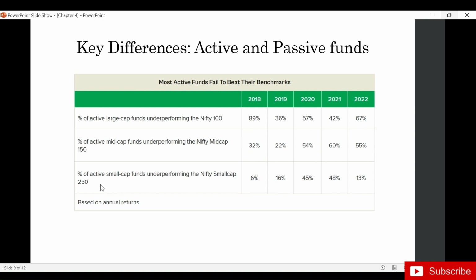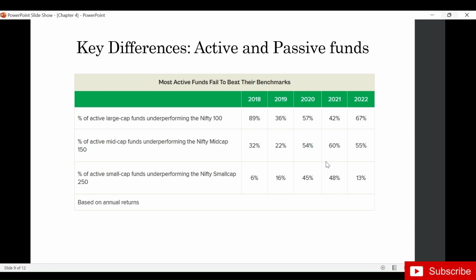Now in the third row, the percentage of active small cap funds that underperform the Nifty Small Cap 250. So in the year 2022, 13% of small cap funds underperformed the benchmark. This means 87% of funds were able to beat the benchmark, which is a good number. But if we talk about the year 2021, then 48% of small cap funds underperformed the Nifty Small Cap 250 benchmark.